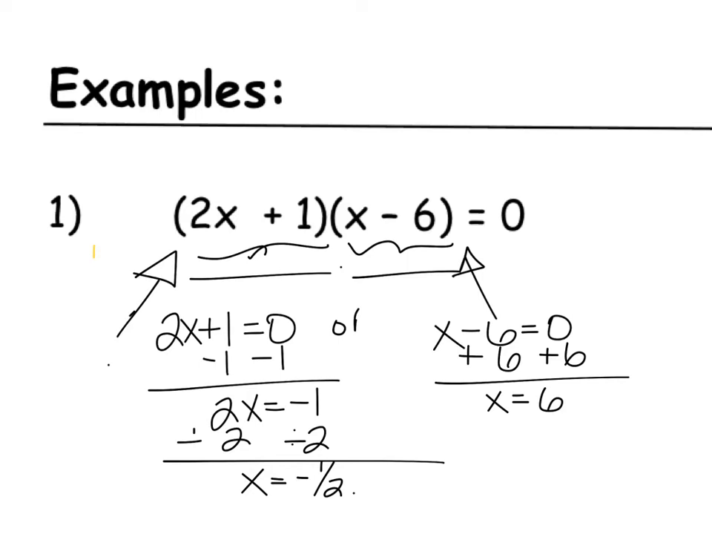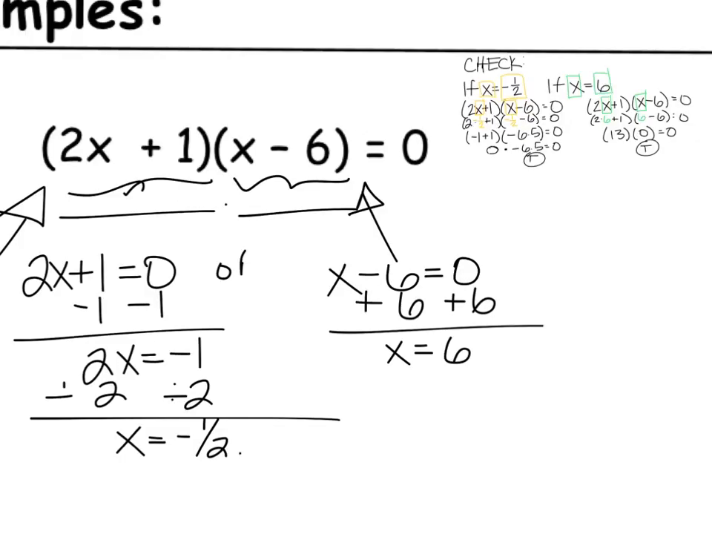Finally, I would plug both of these numbers in to make sure that both of these solutions make my equation true. So plugging in -1/2, I get 0 times -6.5, which is 0, that's true. And if I plug in 6 for x, then I get 13 times 0 equals 0, which is also true. So I have found both solutions to my equation. Let's try a couple more.